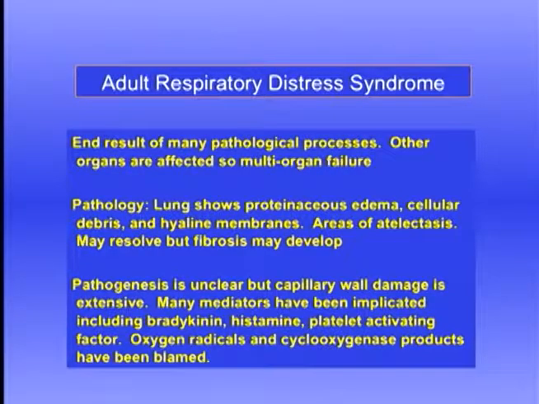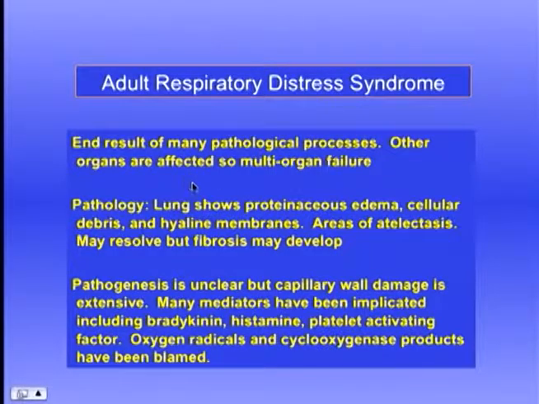Now let's move to the adult or acute respiratory distress syndrome, which is a very important disease in the context of respiratory failure. It's a disease which is the end result of many pathological processes and many organs are affected. So a lot of physicians regard it as multi-organ failure, not just the lung, although the lung is what is going to concern us most.